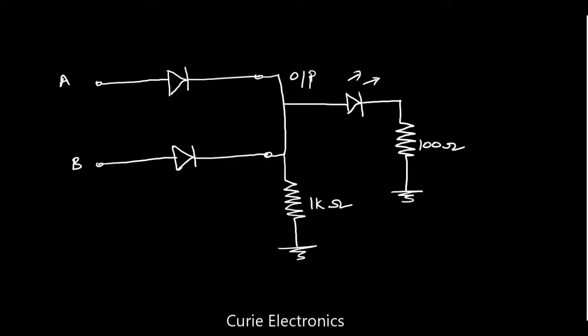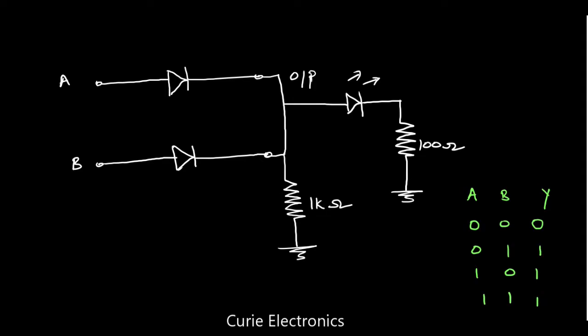Let me write the table for the OR gate. A, B are the inputs, Y is the output. So 0, 0, 0, 1, 1, 0, 1, 1. These are our four combinations. When we give 0, 0, we will get output 0. When at least one input of the OR gate is high, we will get output high.